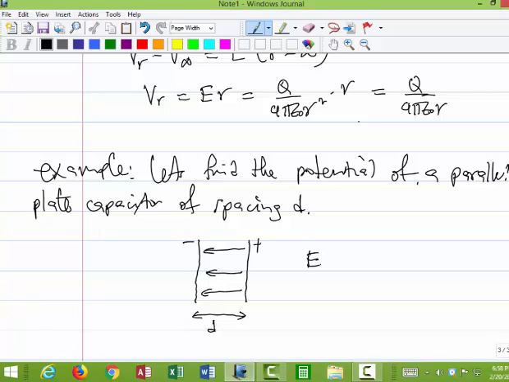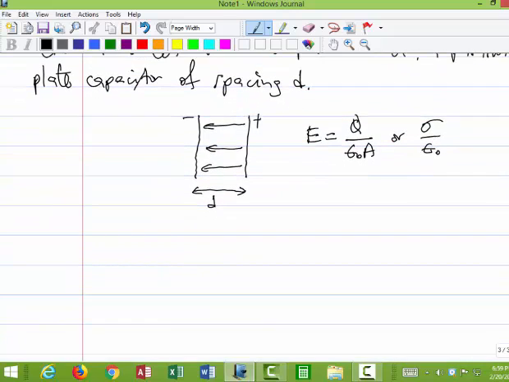The electric field between the plates of a parallel plate capacitor we know is equal to Q over epsilon naught A, or you can say sigma over epsilon naught, where sigma is just Q over A. So that's the field between the plates of a parallel plate capacitor. Now we can find the potential for this parallel plate capacitor.